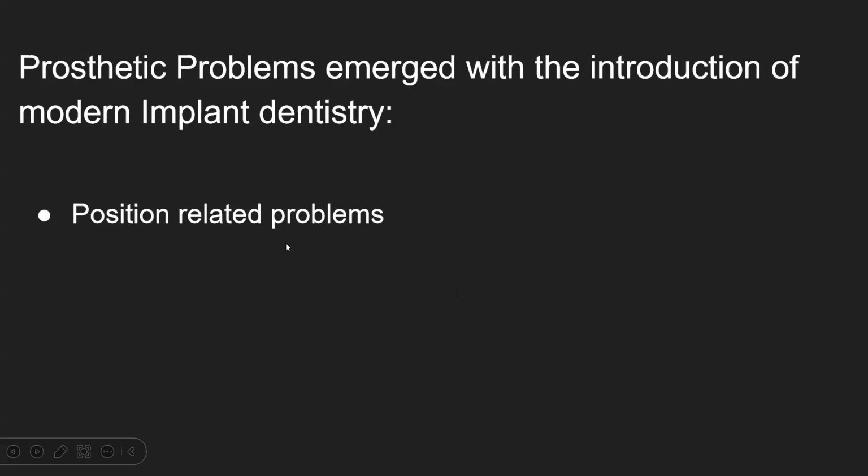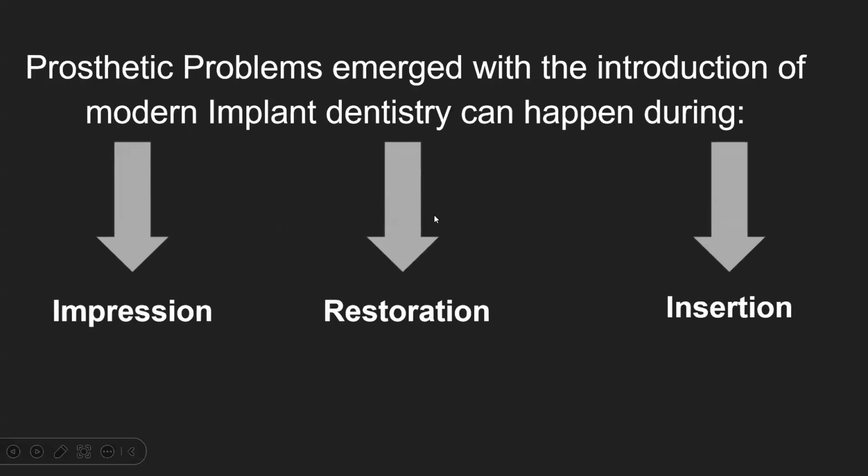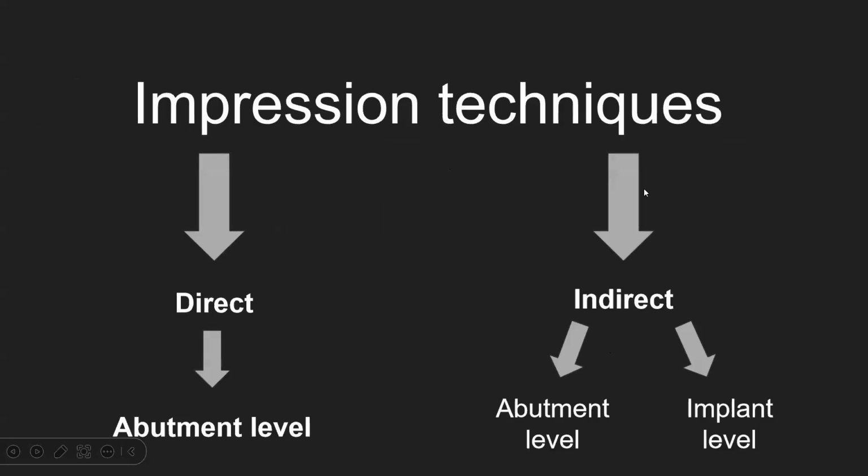So we can segment our problems in modern implant dentistry regarding the prosthesis into these categories: position-related problems, angulation-related problems, and restoration-related problems. These problems can happen in single implants, segmented implants, and full arch implants. Also, these problems can happen in the impression step, the restoration step, or the insertion of the restoration step. To sum up our techniques, I would go fast on this.